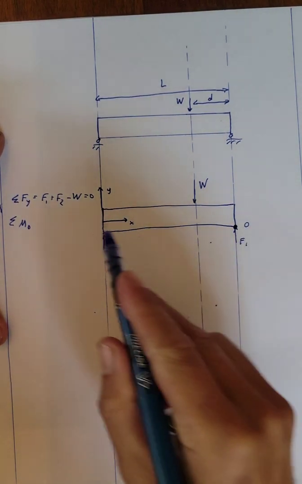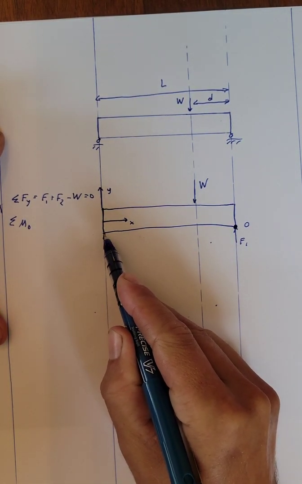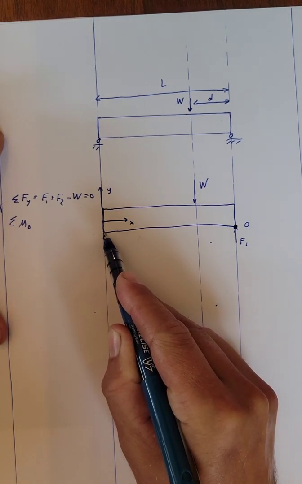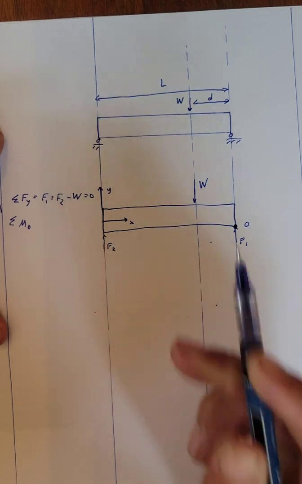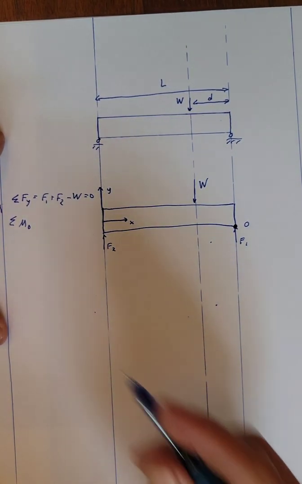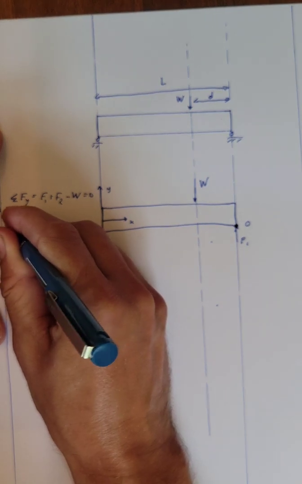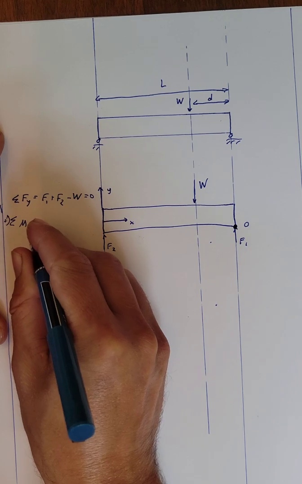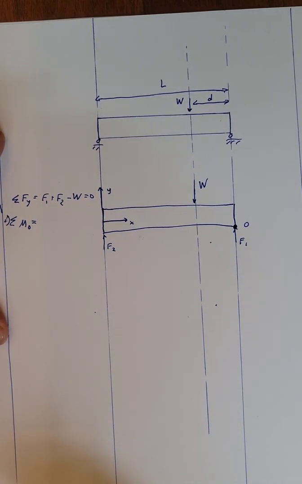The same thing could occur on F2, right? Where if I were to pick this location, I would cancel out F2 in the sum of the moments. But let's call the counterclockwise direction here positive. So moments that produce a positive rotation are going to generate positive moments.